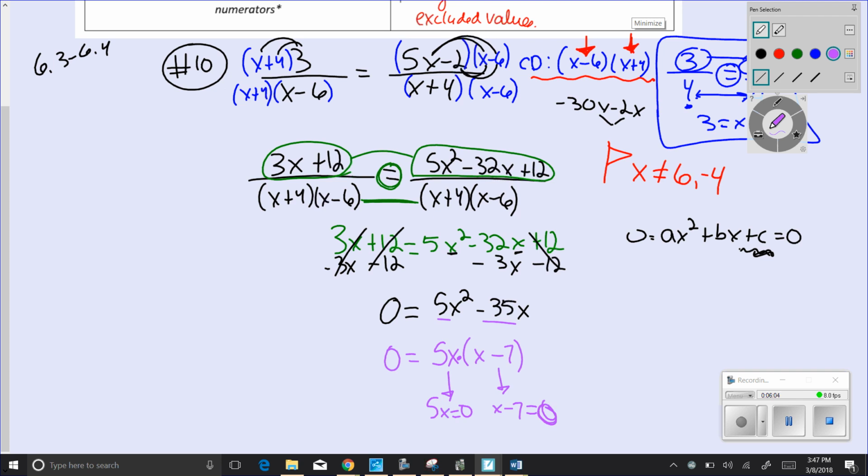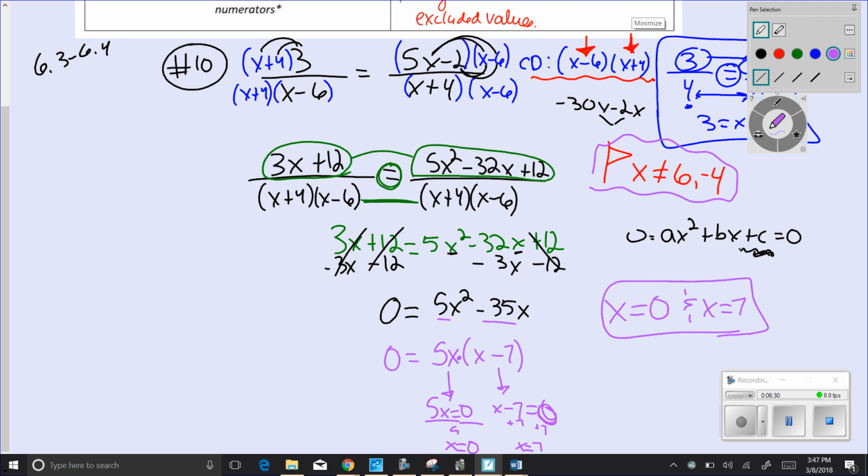On the left here, dividing both sides by 5, you get that x equals 0. And adding 7, you get that x equals 7. Before I say, here's my solution, I double check that it's not one of my red flag values, and it's not. So this problem has two solutions: x equals 0 and x equals 7. This is one example of solving rational equations. When you are done, you can always take both of these and plug them back into your original equation wherever you see an x, and you should get two equal fractions.